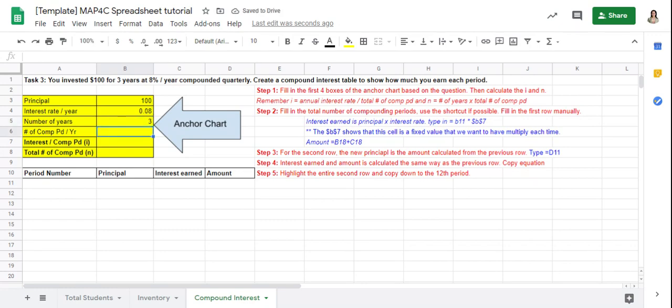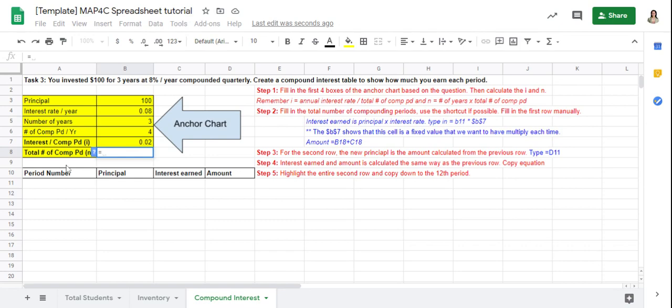Number of compounding periods per year. It's told us that it's compounded quarterly, so that means we're getting interest 4 times a year. Now, the interest per compounding period is something that we need to calculate. So we put our equal sign, and we're taking the interest rate per year, and we're going to divide it, use the backslash to represent divide, the number of compounding periods. So it gives us 0.02 or 2% per compounding period.